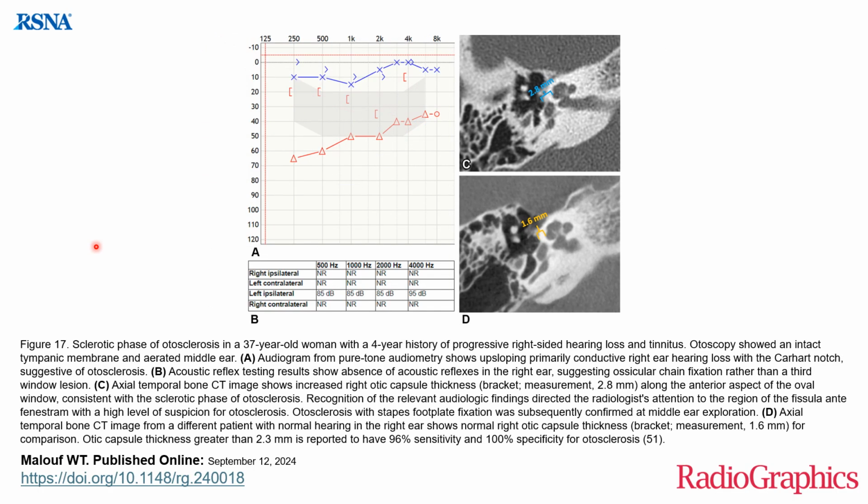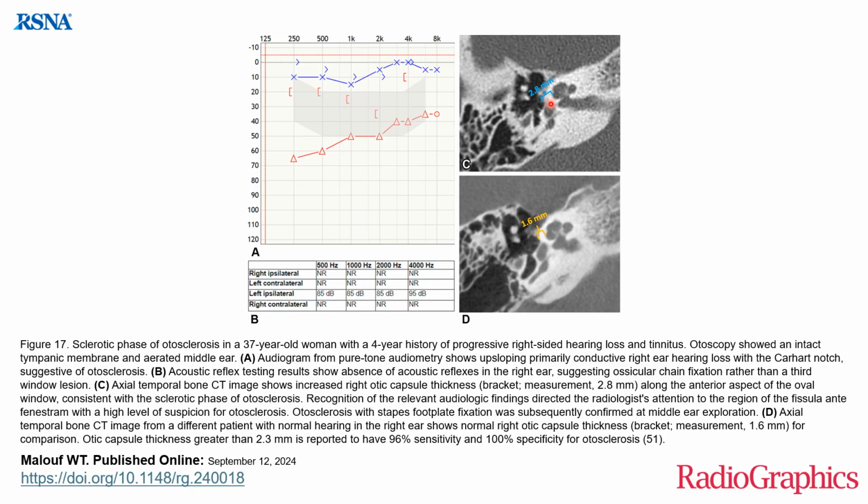This next case is a 37-year-old woman who presented with a 4-year history of progressive right-sided hearing loss and tinnitus. The otoscopic exam was normal with a normal tympanic membrane and normal middle ear. The audiogram demonstrated upsloping, primarily conductive hearing loss with a Carhart notch at 2 kHz. The acoustic reflex in the right ear was absent, suggestive of an ossicular chain fixation rather than a third window lesion. And on axial CT images, we can see a thickening of the otic capsule.